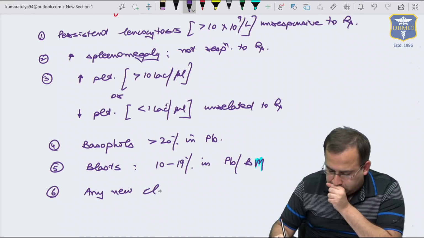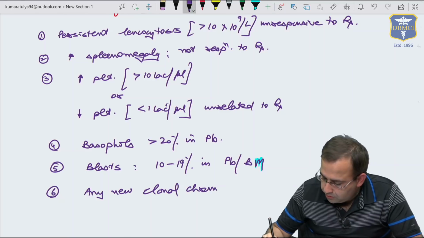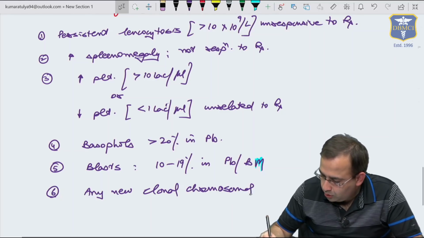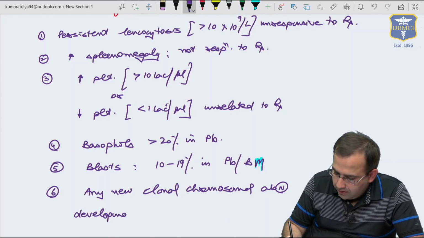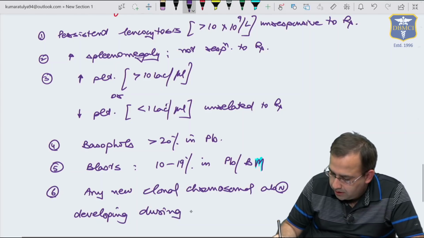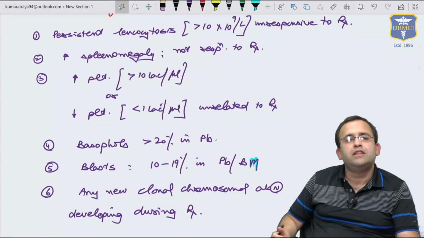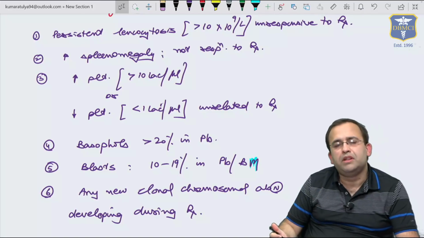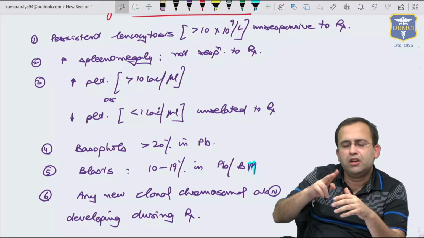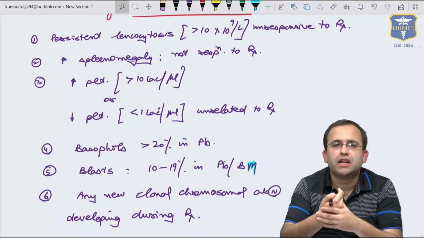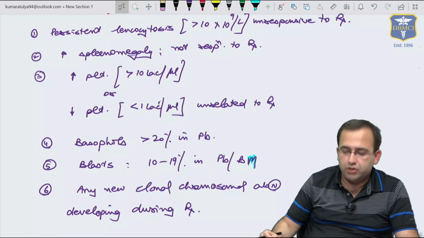new clonal chromosomal abnormality developing during therapy. These are the criteria for accelerated phase in CML. Obviously, if it is responding to therapy, then it would not be accelerated phase. I do not want to get into the criteria for CHR, complete hematological remission and stuff. We have already discussed that in our routine classes. This is accelerated phase in CML, a pretty straightforward question.